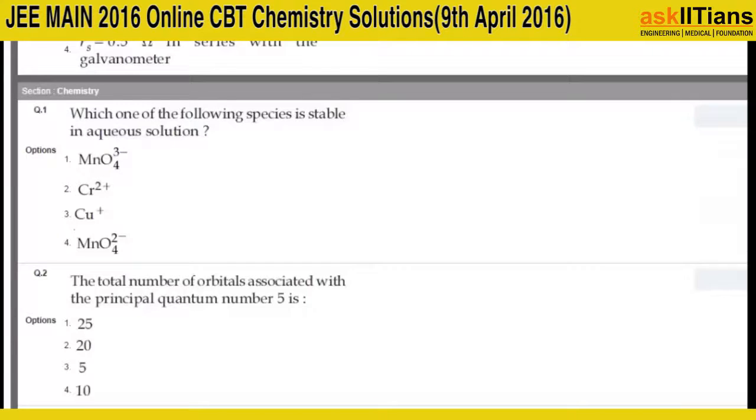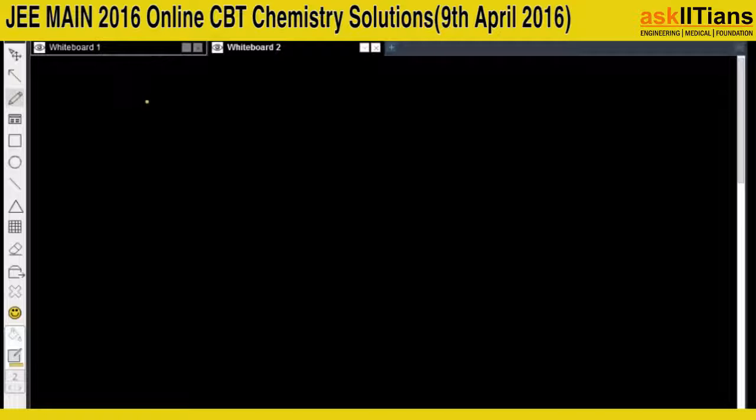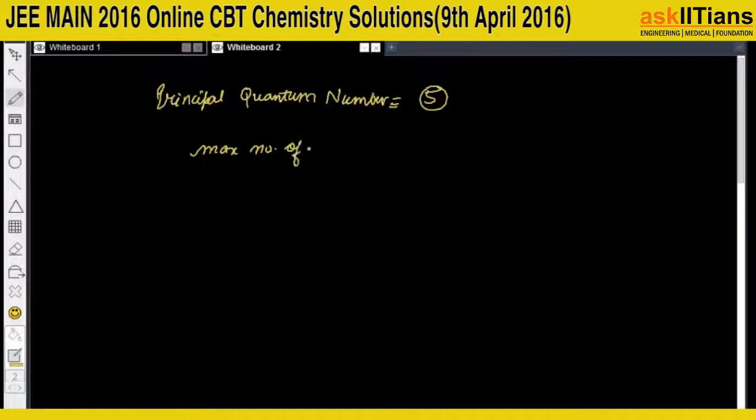The question says that the total number of orbitals which are associated with the principal quantum number 5 is... So let's say you need to tell, the principal quantum number which is given to me in this question is 5, and you need to tell the maximum number of orbitals which can be associated with this principal quantum number.